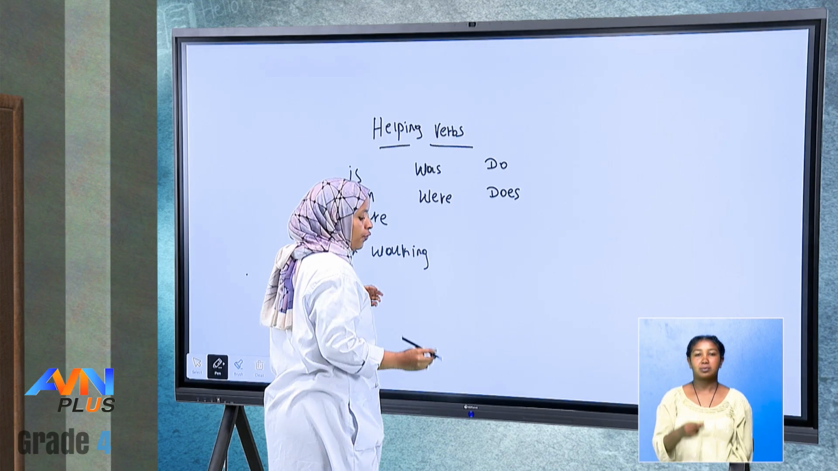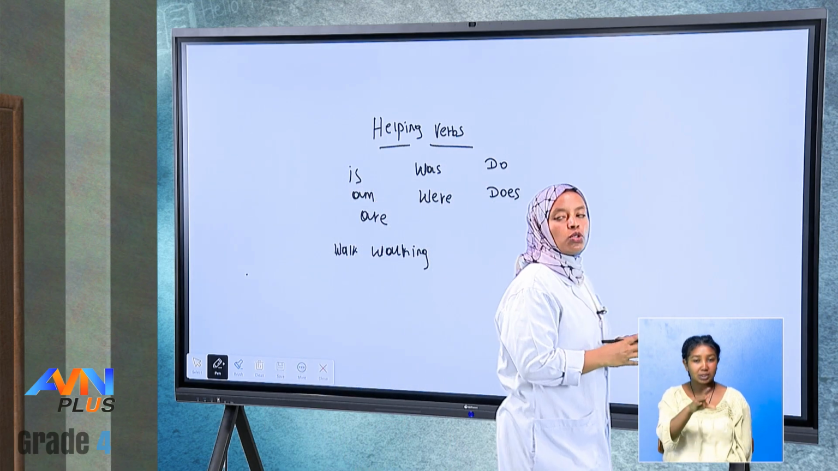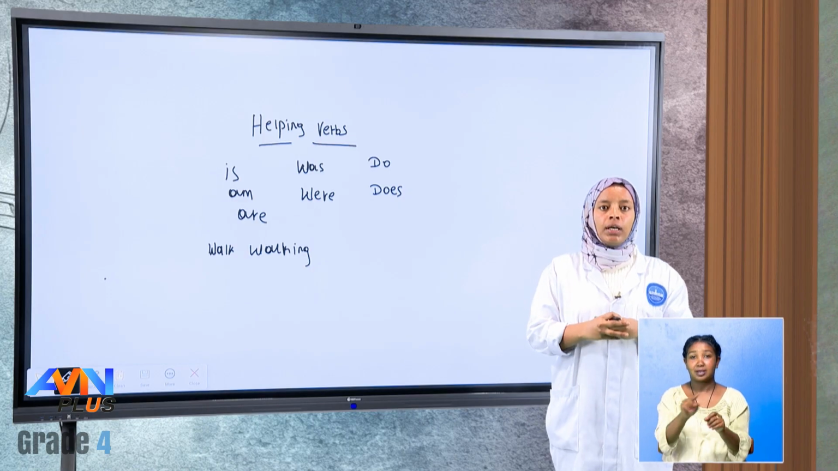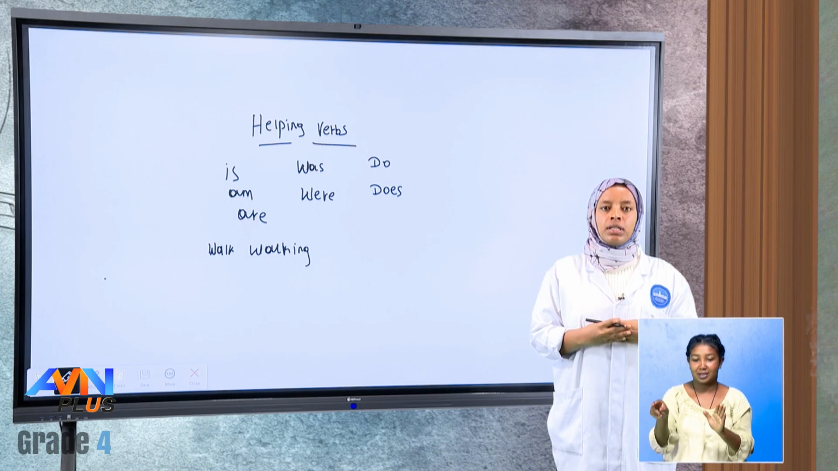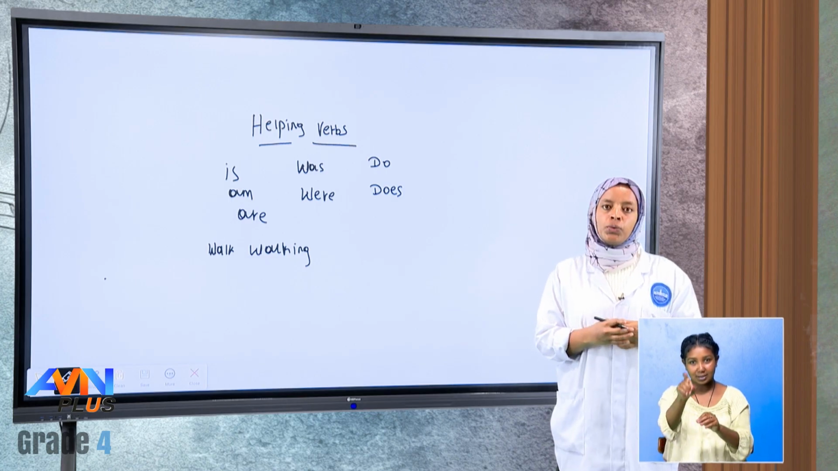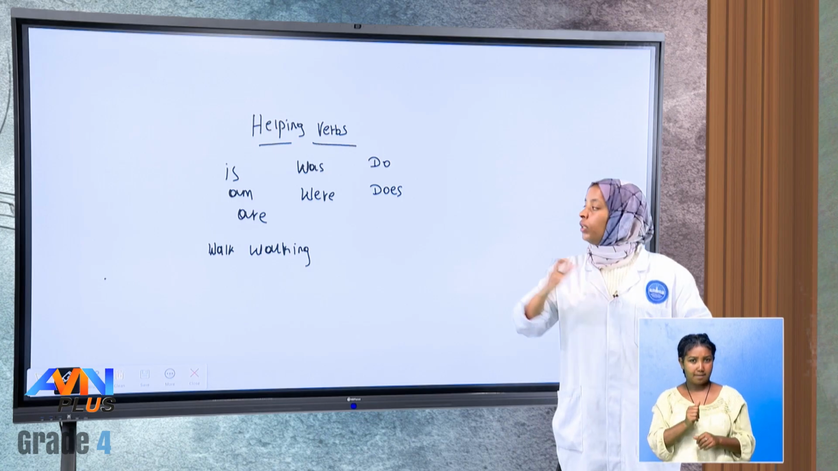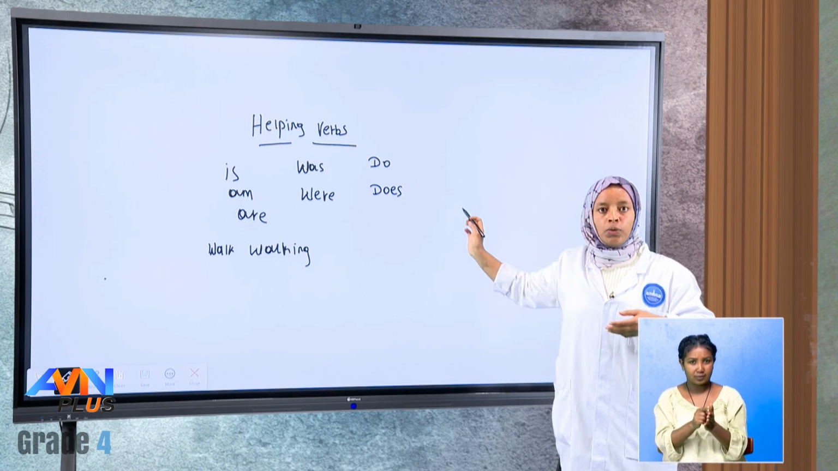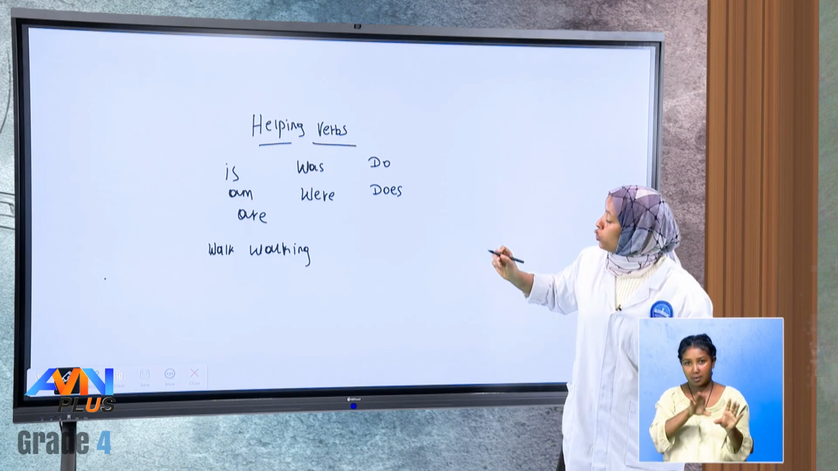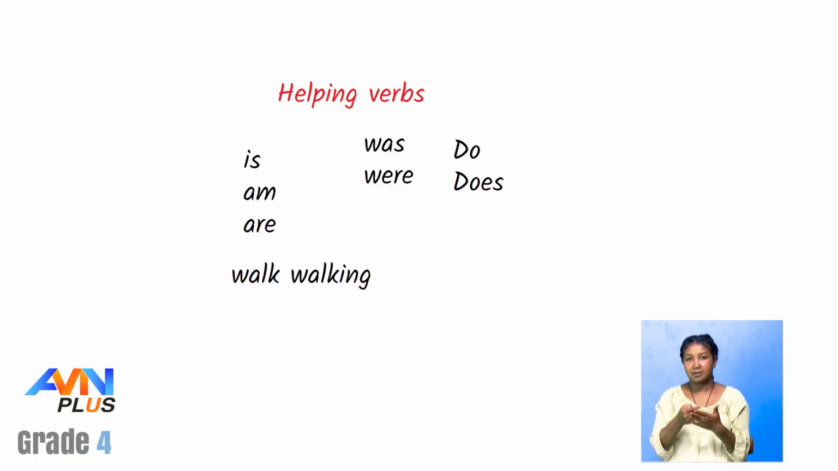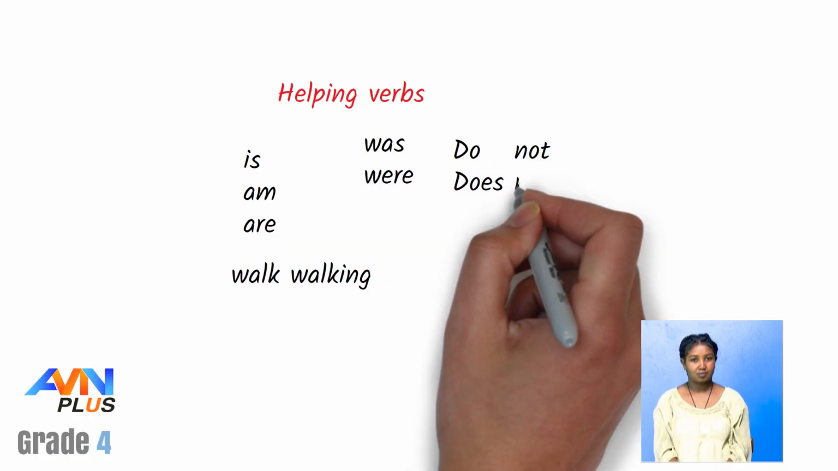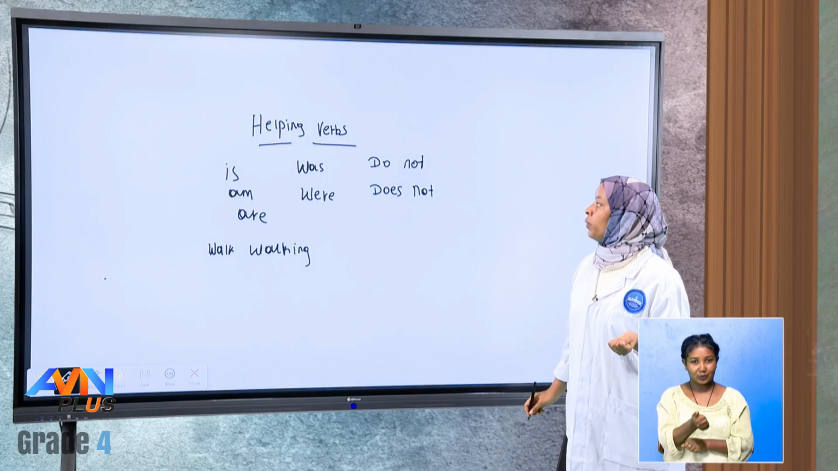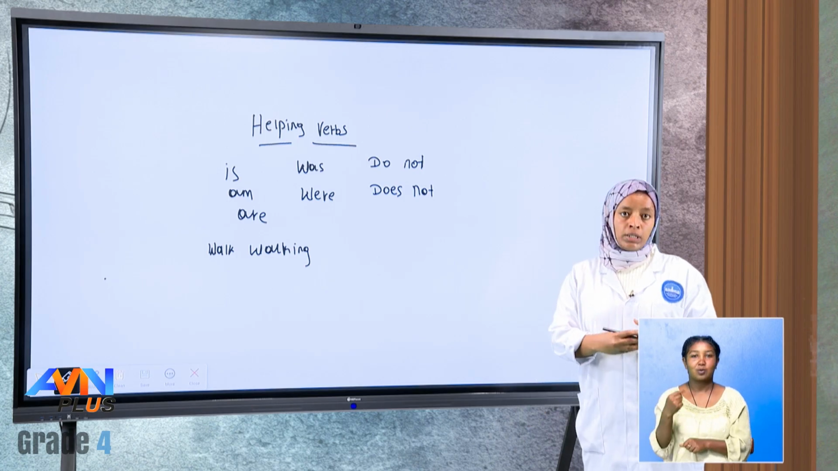Here is do and does. We can use them for questions and also for negative sentences, like interrogative and also to make negative sentences. We can ask starting with do you or does she. We can make a question. And also we can make a negative by adding not: do not or does not. And we can use did for past.